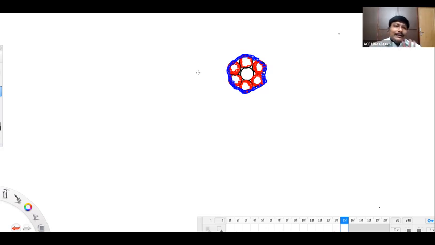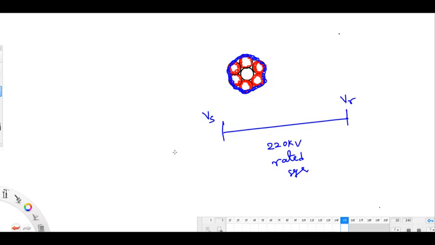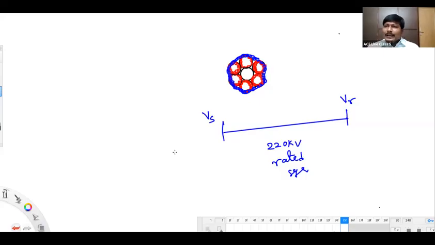For example, I have a two-bus system like this. It's a 220 kV rated system. What is your sending end voltage and what is your receiving end voltage? 220 kV is a rated voltage. You are not saying about operating voltage now.